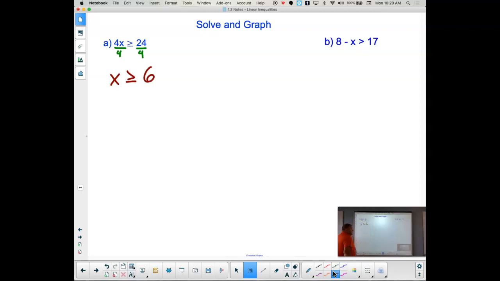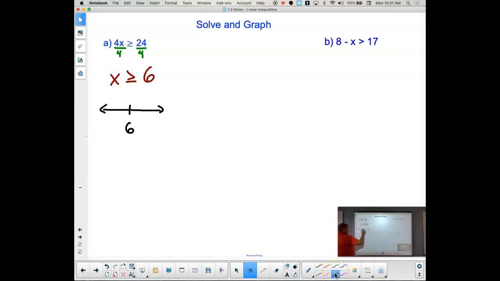So there is my inequality: x is greater than or equal to 6. Now I have to graph that. The only number that I care about is 6. If you want to put more on there, totally fine, but that's the only number that I care about.